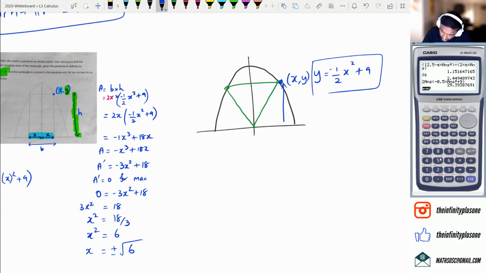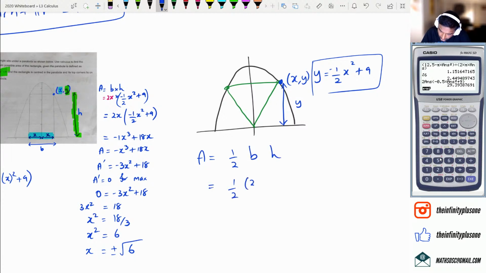Which means the height of this, and I'm going to show you guys a couple of variations of this question, so just be patient with me. The first variation is where the isosceles triangle is like this. Then the height of this triangle happens to be y. So for this one, you're going to get area is equal to half base times height.